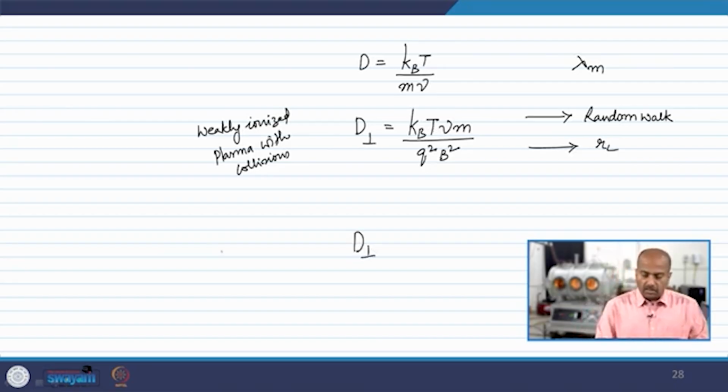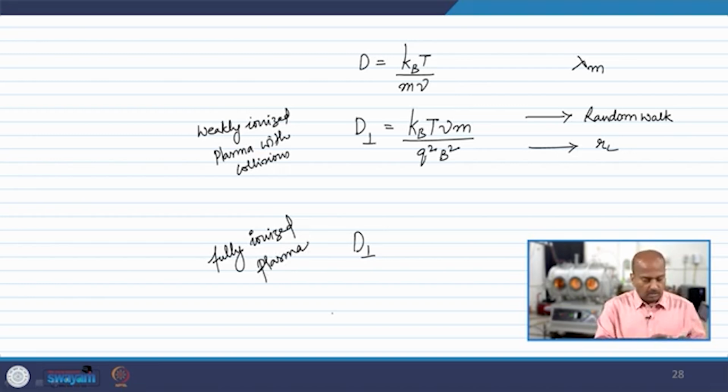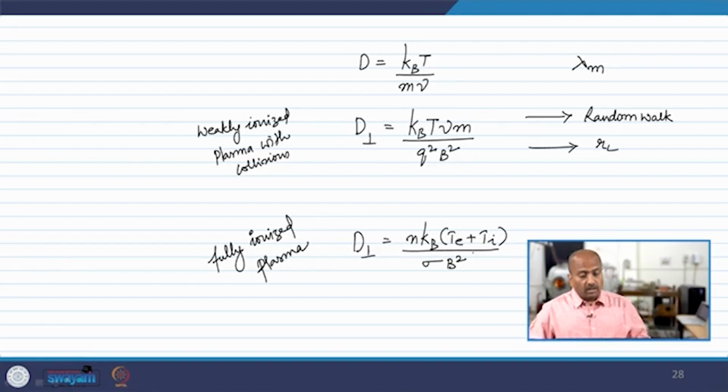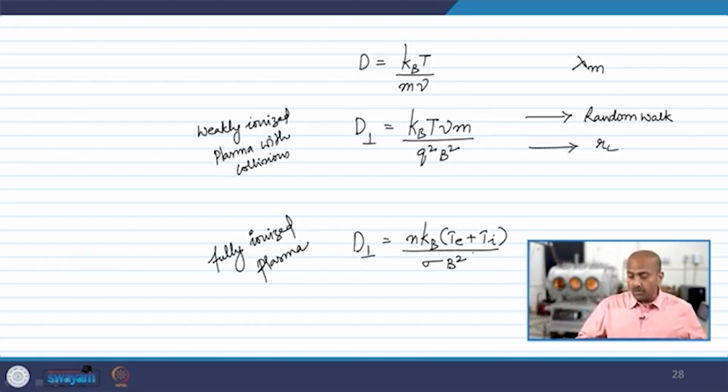For a fully ionized plasma, the D perpendicular is what we have just derived, right, which is n kB (Te plus Ti) divided by sigma B square. So, here D perpendicular also depends on what? The conductivity, right. So, we have different things now, right. So, this is fully ionized plasma in the absence of collisions.